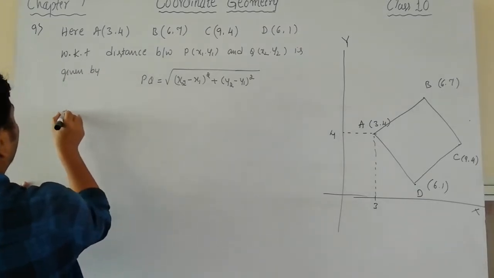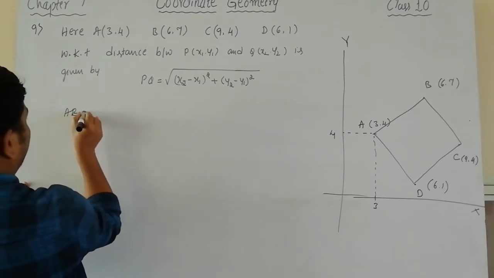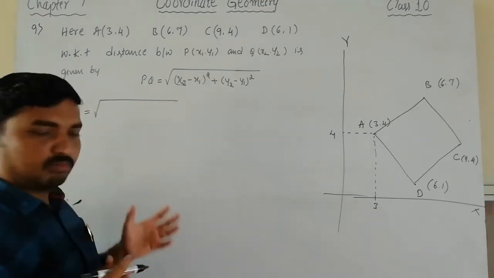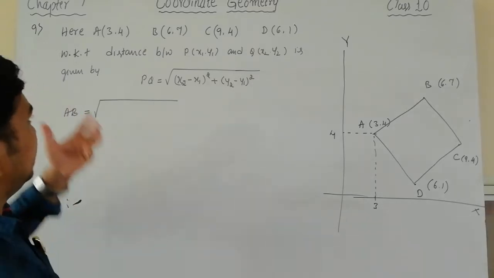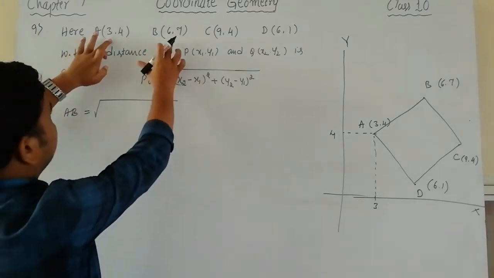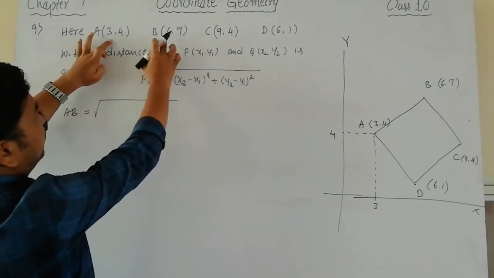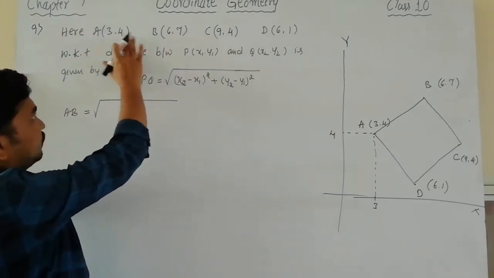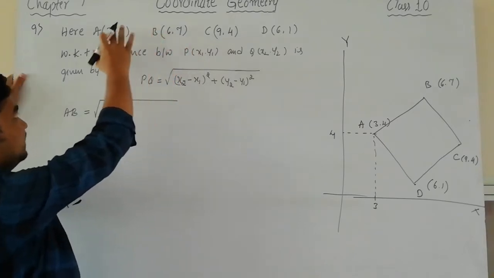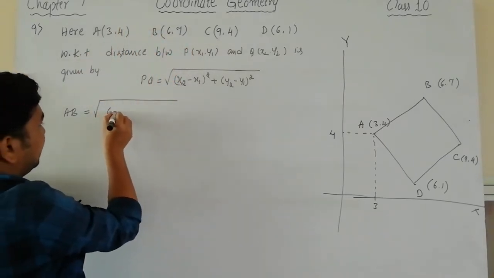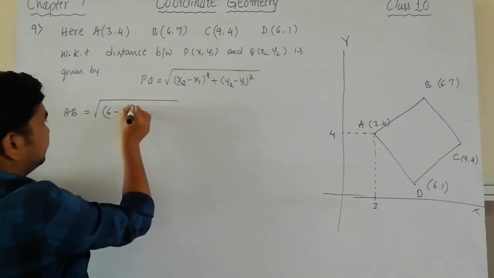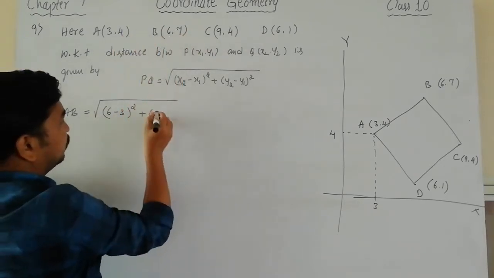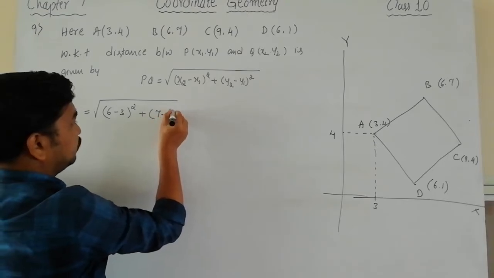So now I am going to calculate AB first. AB is equal to square root of. I think the formula is very familiar for you, and you can solve this one. So now look here, AB. First point x1, y1, second point x2, y2. x2 minus x1 means 6 minus 3 whole square, and then y2 minus y1 whole square, 7 minus 4 whole square.